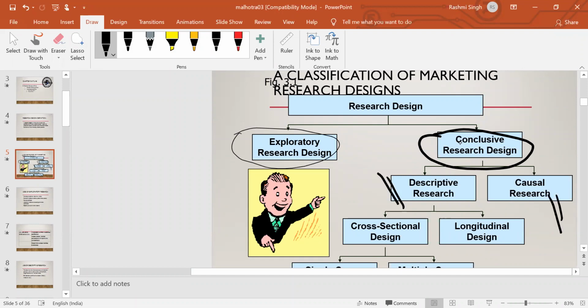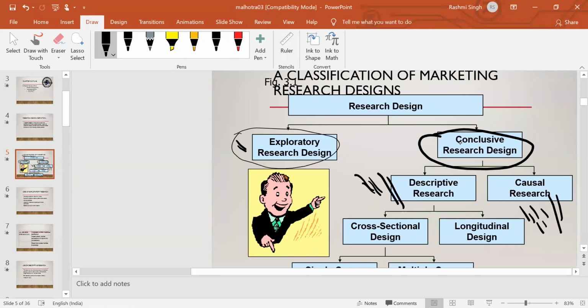So if anybody asks you what are the 3 different types of research design, you will simply say exploratory research design, descriptive research design, and causal research design. All have the same purpose, means all will perform a certain kind of research, but the methods of performing the exploratory, descriptive, or causal type of research design are different. You will use different techniques to perform such exploratory, descriptive, and causal research.